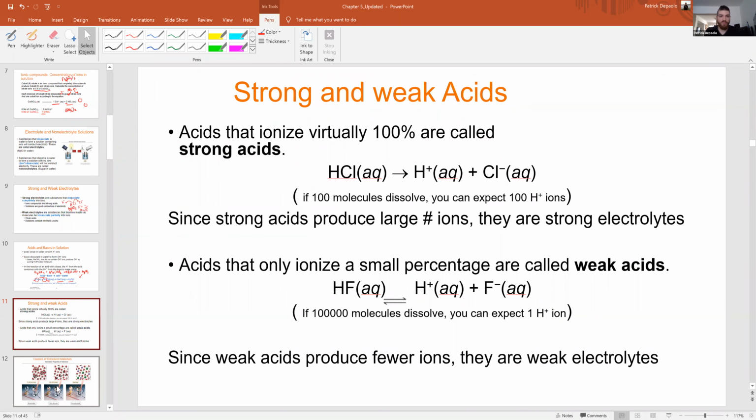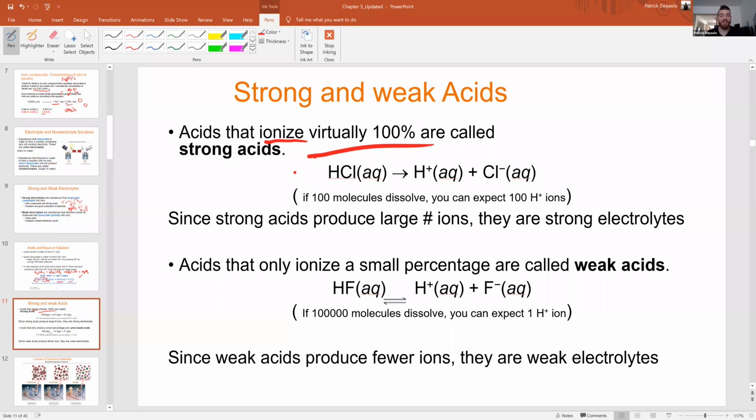Okay, so strong acids and strong bases. Now, what makes an acid strong? What makes it weak? The answer is the same thing that makes electrolytes strong and weak. For strong electrolytes, which strong acids are incorporated into, 100% of the molecules ionize. Ionize basically means split apart.